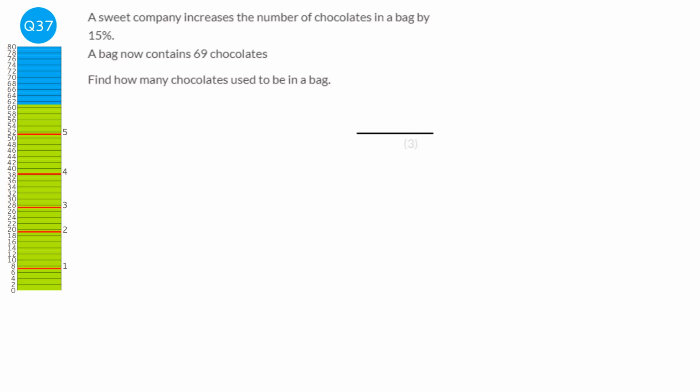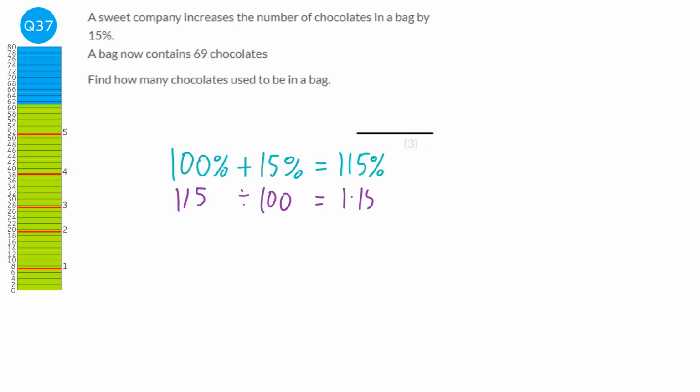So we're just going to focus on that and work out what the multiplier would be first. So they started off with 100%, and they added 15%, and then therefore they ended up with 115%. And to find that as a multiplier, we get the 115 and divide it by 100, and that gives us 1.15. So that is the multiplier they used.